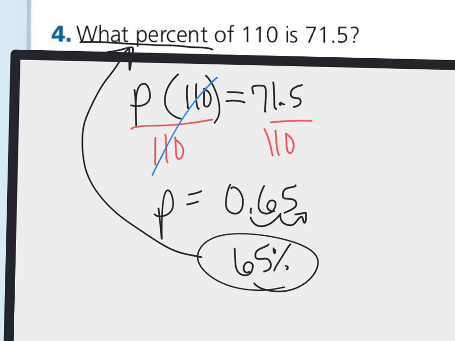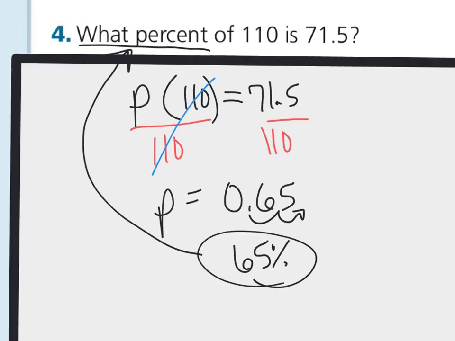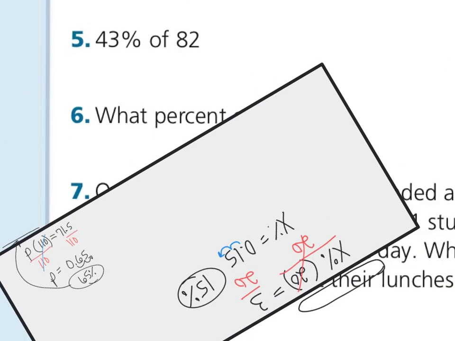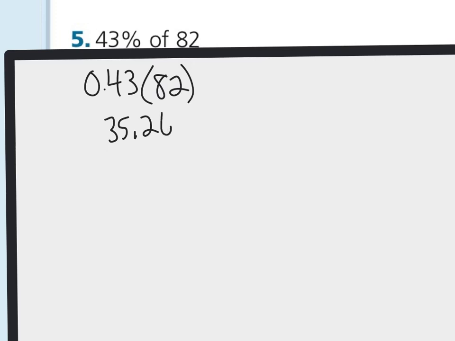Looks like that's pretty reasonable. It's over half, so over 50% should be good. Number 5, we can just change the percent to a decimal and multiply, and that would be 35 2600ths.